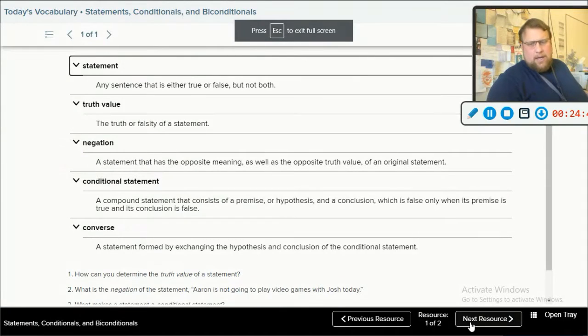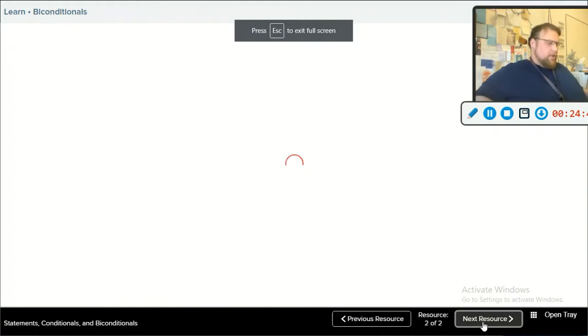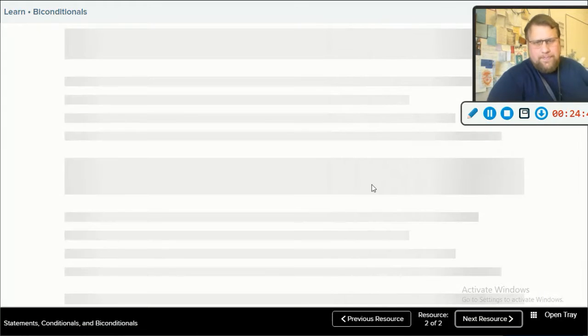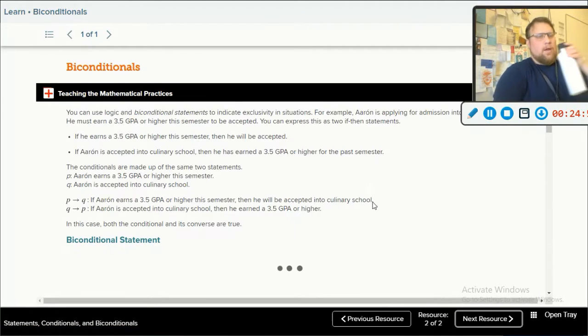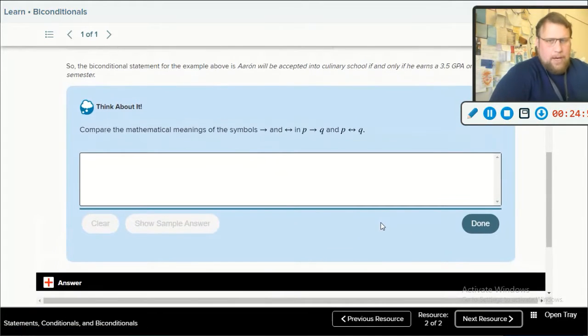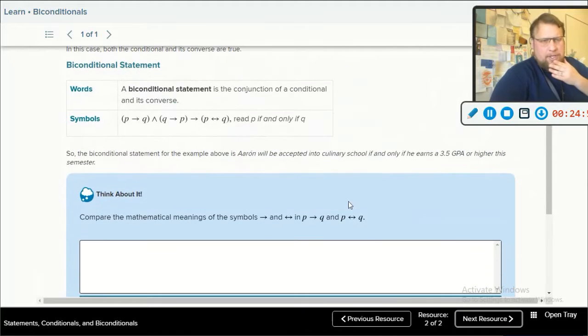Let's take a look at our next slide. You see where I give you the words in the symbols box? I want you to take a minute. You're going to pause this once it loads up. And we're going to talk just briefly about a biconditional.